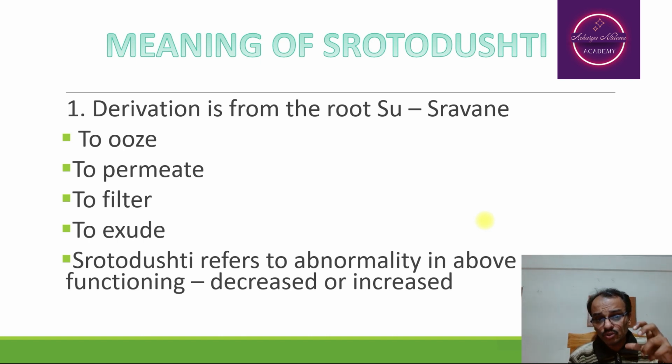So when you think about Srotodushti, there may be a possibility of either decreased functioning or increased functioning. When you think about Srotorodha, that means there will be abrupt stoppage of functioning. That means abrupt stoppage of the oozing function, or the permeating function, filtering function, or exuding function. So there will be abrupt loss, which is observed in Srotorodha.